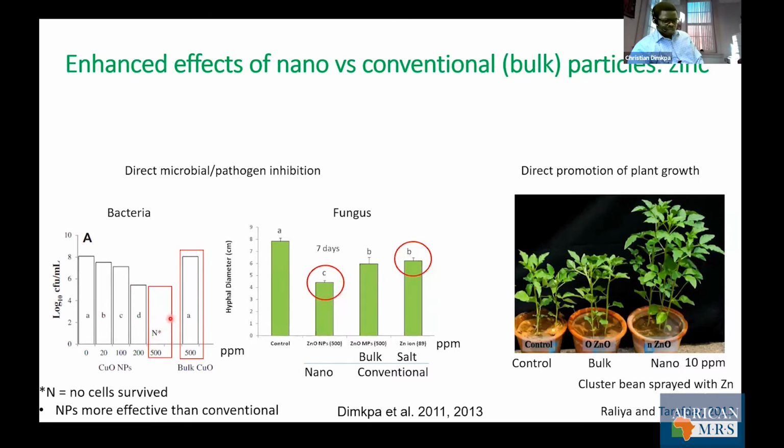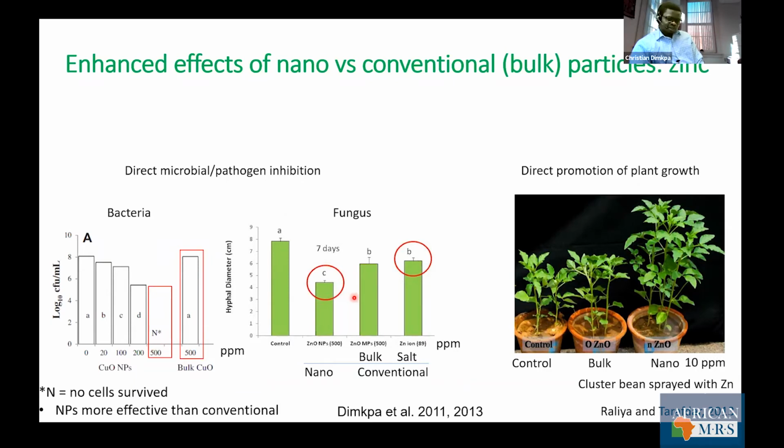If you compare the nanomaterial at 500 ppm to the bulk copper oxide at the same rate of 500 ppm, there's no effect of this material because it's a bulk material. Solubility is low, it's all aggregated, and no ions are coming out to cause the type of effect you see with the nanomaterial.